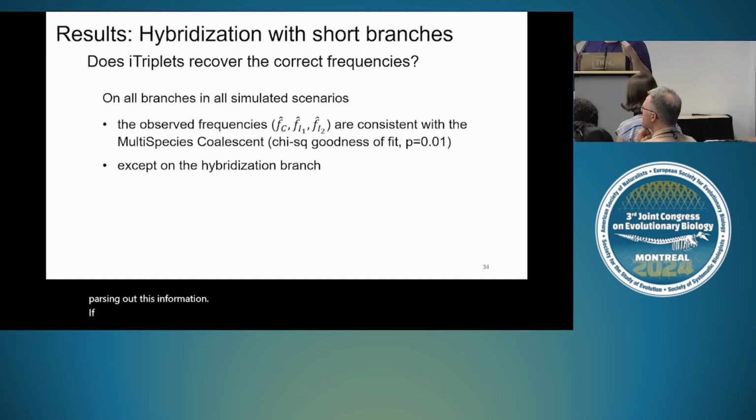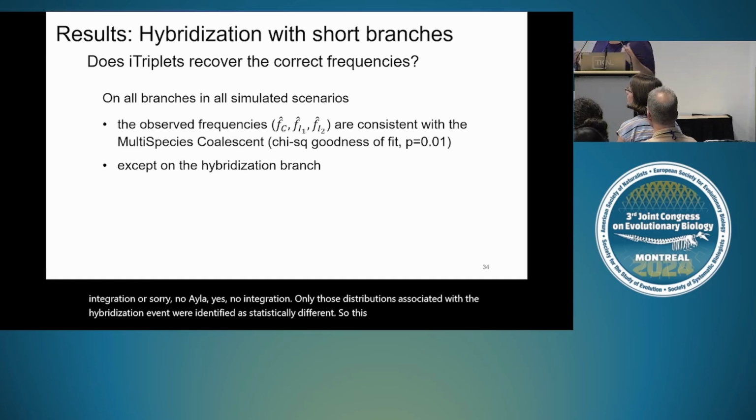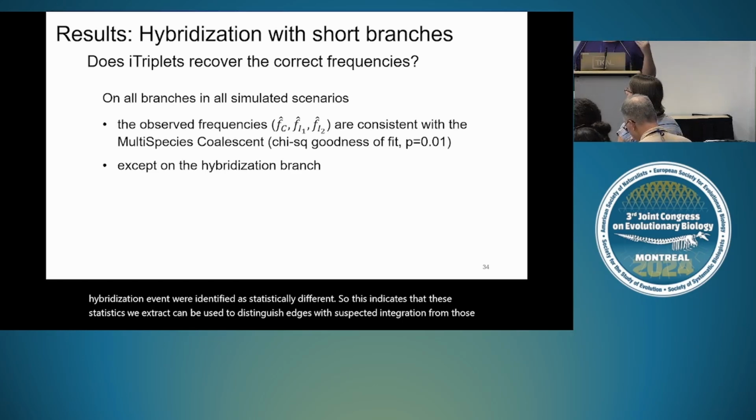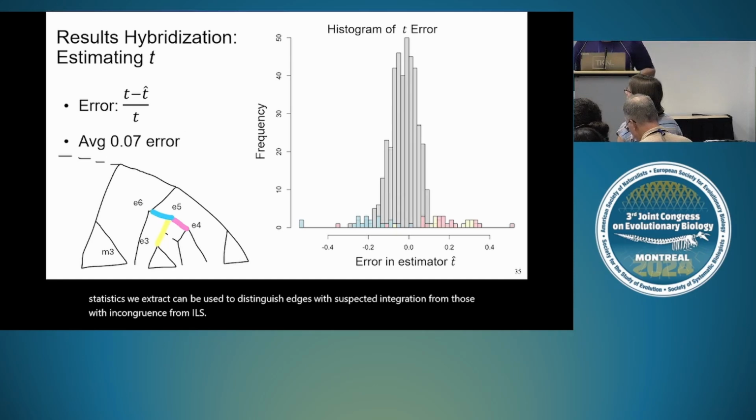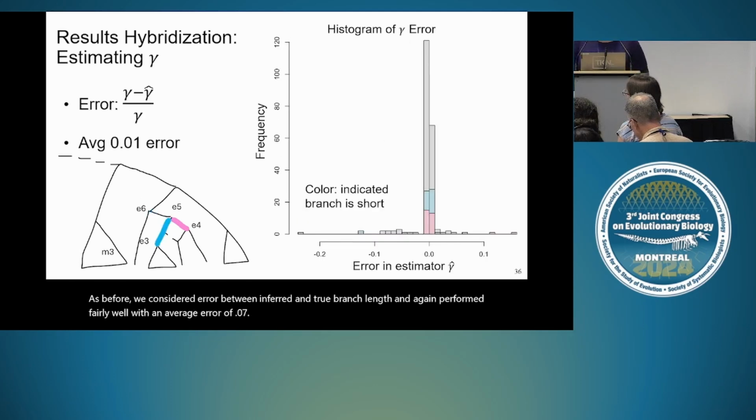If we compare the observed frequencies to those expected under the MSC, so ILS, yes, no introgression, only those distributions associated with the hybridization event were identified as statistically different. So this indicates that these statistics we extract can be used to distinguish edges with suspected introgression from those with incongruence from ILS alone. As before, we considered error between inferred and true branch length, and again, performed fairly well with an average error of 0.07. And when looking at error between the inferred and true level of introgression, we do very, very well with an average of 0.01 error.